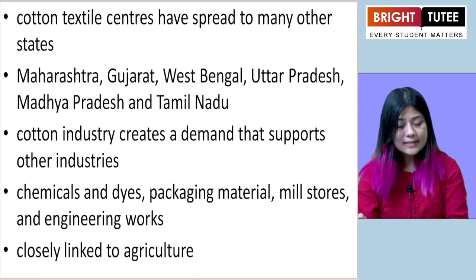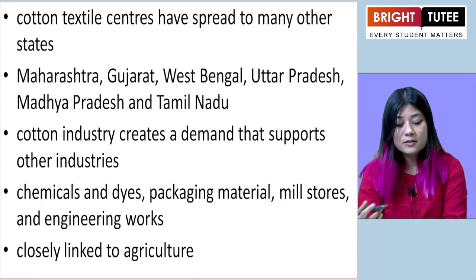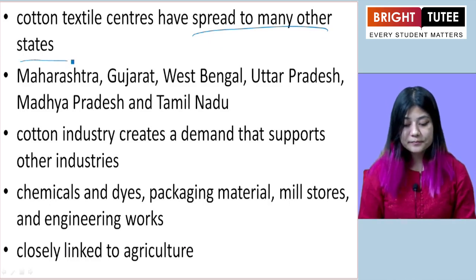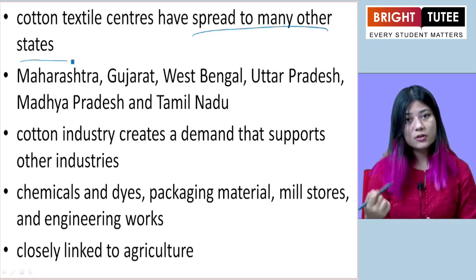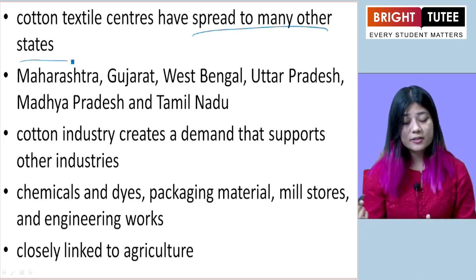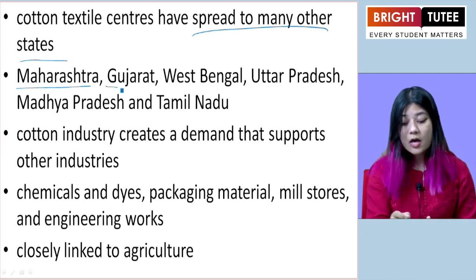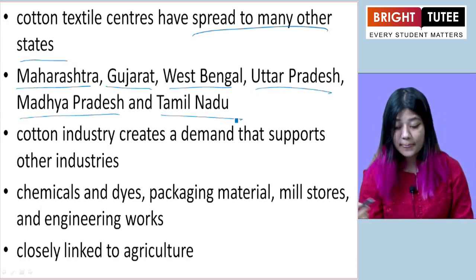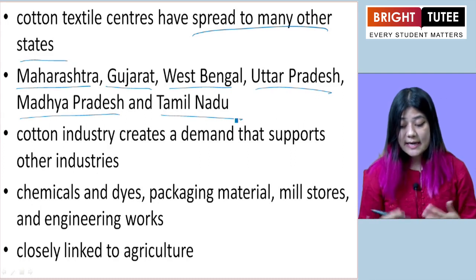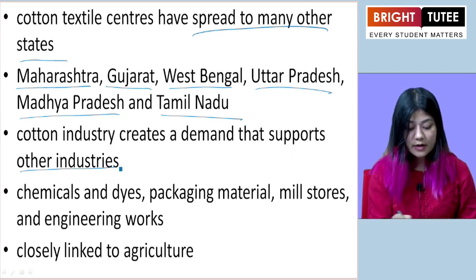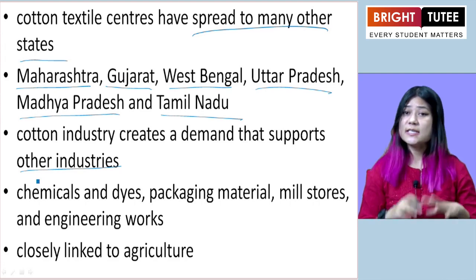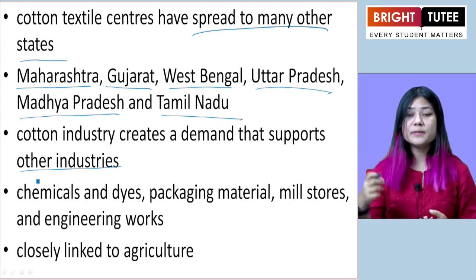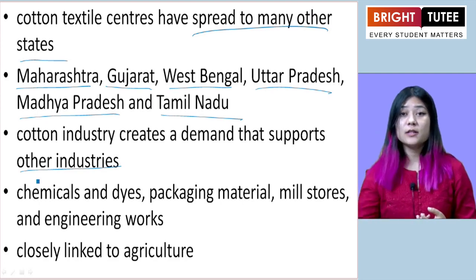But later the textile centers, or the mills or the factories, spread to many other states around the nation. So now the cotton textile industries can be found in Maharashtra, Gujarat, West Bengal, Uttar Pradesh, Madhya Pradesh, and Tamil Nadu. Now, the cotton industry creates demand that supports other industries. The cotton industry is self-reliant, but it helps in the functioning of other industries.